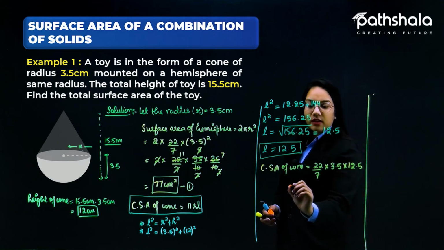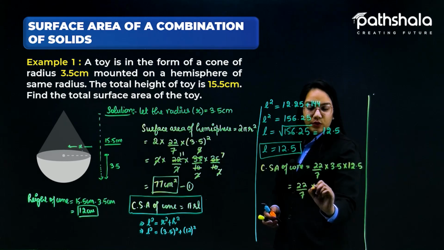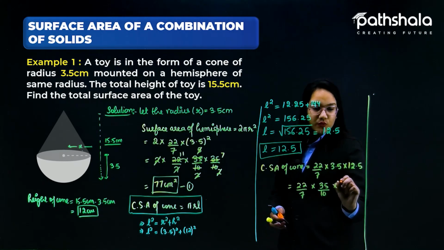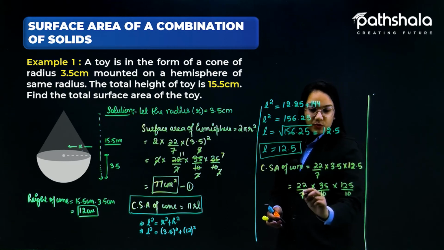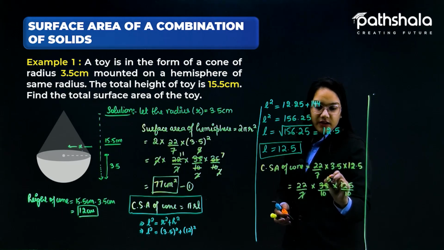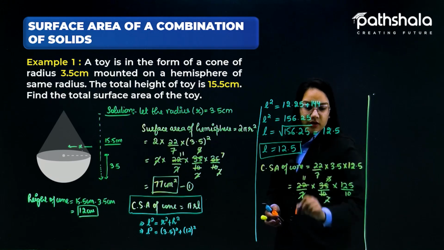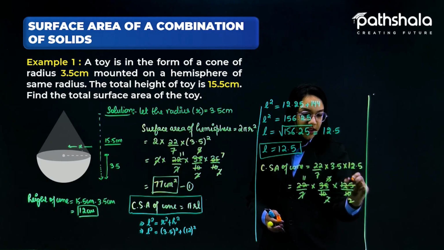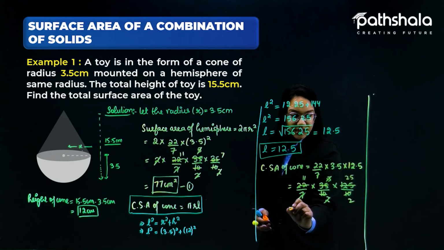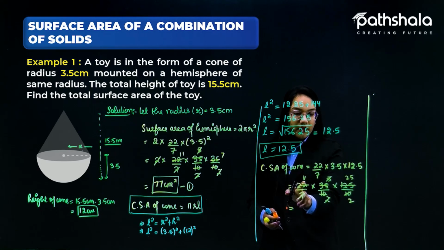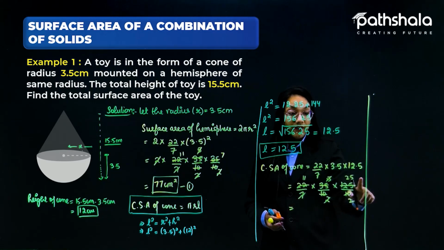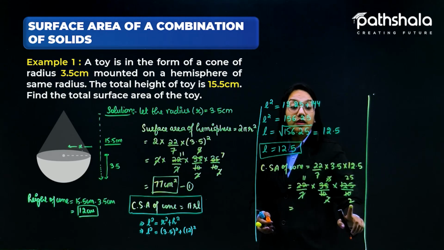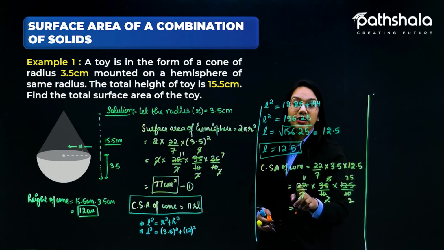So we have the values 22/7 into 35 divided by 10 into 125 divided by 10. So this would be 7 and 5, we have 5 and 2, we have 2 and 11. Further we can sort it out as 5 and 2, and 5 and 2 into 10, and 5 and 5 is 25. So we have the value 11, and further 25, and at the end we have division by 2.